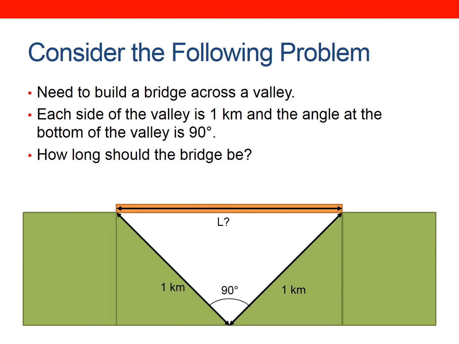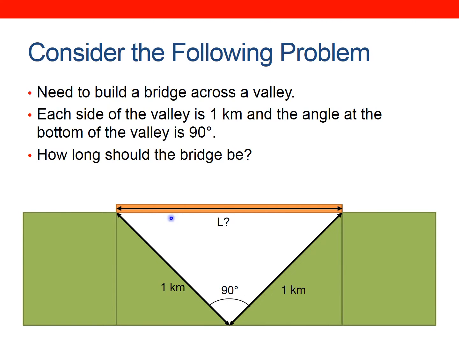So I just want to try and illustrate that if I can. Consider the following problem. Let's say we need to build a bridge across this valley, and it just so happens that this valley makes this sort of triangle. We've got a 1 kilometre slope, another 1 kilometre slope on the other side, and the angle of the valley at the bottom is 90 degrees. So basically, if you turn this on its side, we've got a right angle triangle.